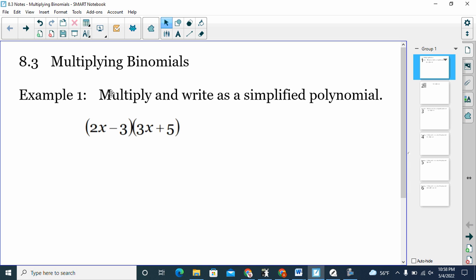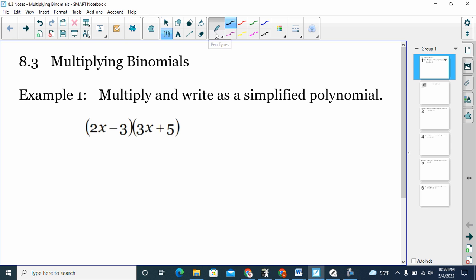All of the directions are the same throughout the entire notes today. We were asked to multiply the polynomials together and then to write our answer as a simplified polynomial. So example 1, we are given 2x minus 3, and we are asked to multiply that times 3x plus 5.